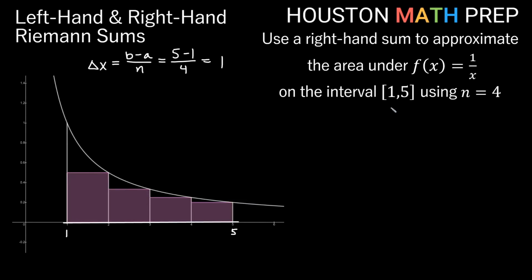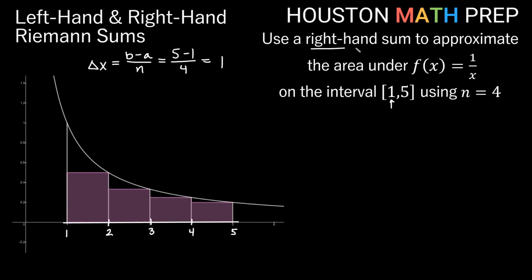So I'm going to start at 1, my a here, and I'm going to count by 1s, what I got for delta x. So 1, if I count another 1, that's going to be 2, if I count by 1, that's going to be 3, and then if I count by 1, that's going to be 4. Okay, so we've got our boundary values for all of the rectangles you can see.